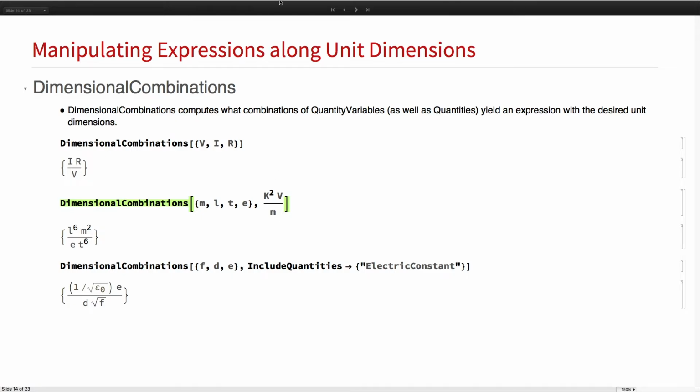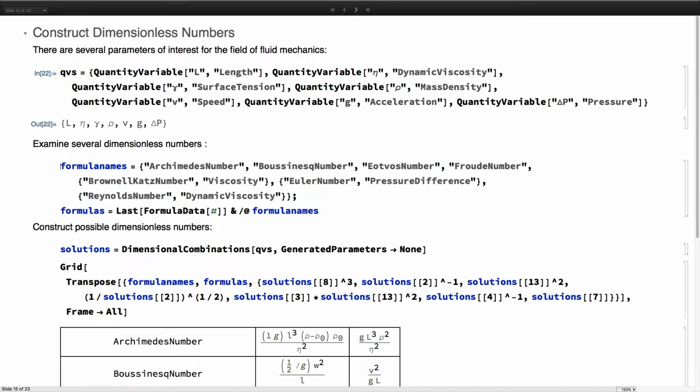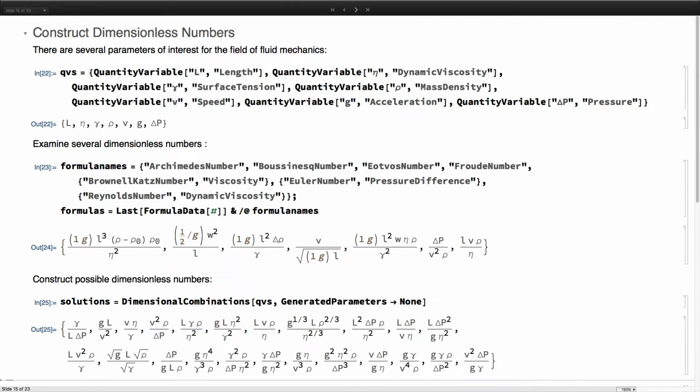You can also find, of course, dimensionless numbers, which are a useful way to characterize systems without having to concern yourself with whatever units that other people may be looking at. So here's an example where we take a few parameters of interest to fluid mechanics, so things like surface tension, density, speed, that sort of thing, as well as some known dimensionless numbers that we can get from FormulaData. And we can put these quantity variables into dimensional combinations. And it gets us a long list.